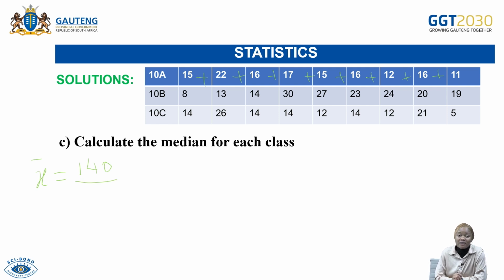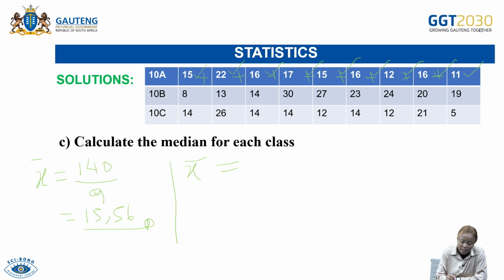So you divide by the total number of the data set, which is 1, 2, 3, 4, 5, 6, 7, 8, 9, right? So you divide by 9. So if I say 140 divided by 9, I am getting 15.56. Please just double check.